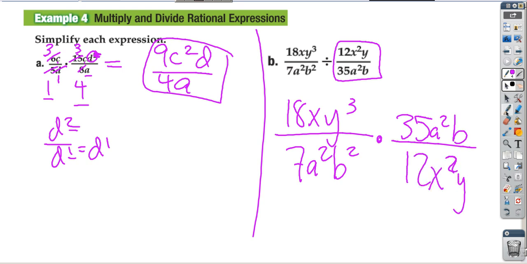Okay, let's see now what we can cancel, if anything. I'm sure there's plenty. So 7 goes into itself once, it goes into 35 5 times. 6 goes into 12 twice, and it goes into 18 3 times.